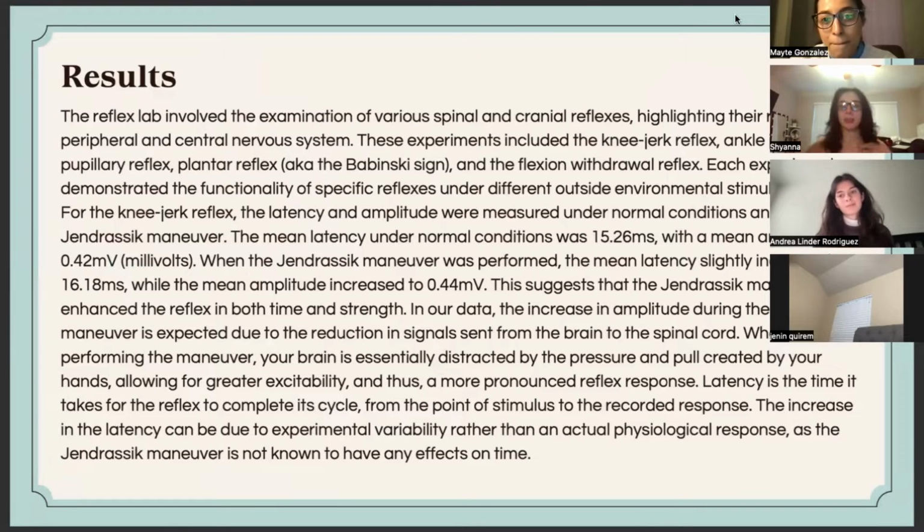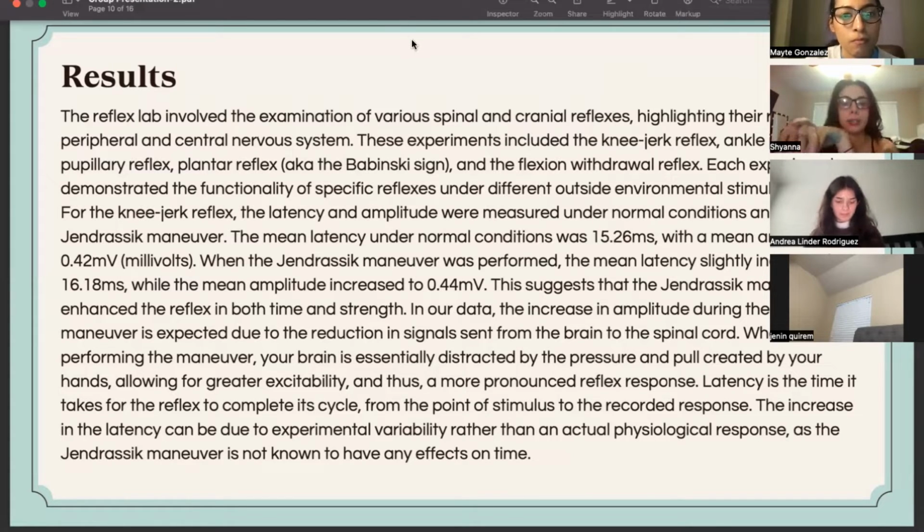Okay. So for the reflex lab, we looked at how different spinal and cranial reflexes work and how they're connected to the central and peripheral nervous systems. We tested the knee jerk reflex, ankle jerk reflex, pupillary reflex, the plantar reflex, which is also the Babinski sign, and also the flexion withdrawal reflex. The goal was to see how these reflexes respond under different conditions.